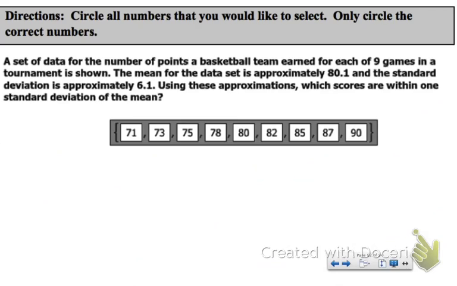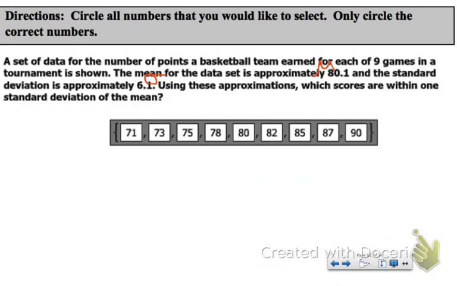Okay, very similar problem, only we're going to click on the numbers this time instead of counting how many. So, a set of data for the number of points a basketball team earned for each of 9 games in a tournament is shown. The mean for the data set is approximately 80.1, so again, there's my mu. The standard deviation is 6.1, there's my sigma. Using these approximations, which scores are within 1 standard deviation of the mean?